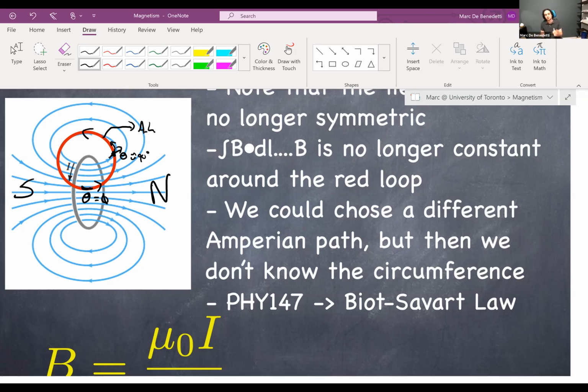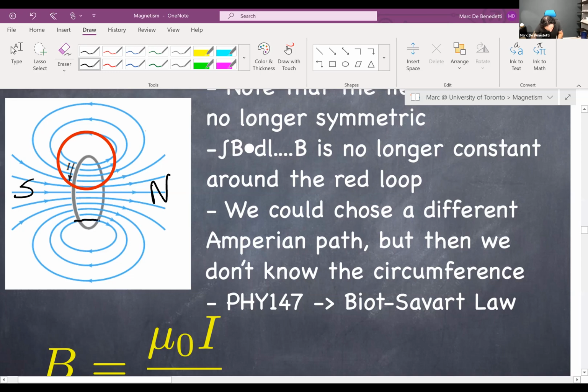So the theta between B and the path is also not constant. So 2 of the 3 assumptions are false. However, the third assumption holds. Do we know the circumference of the circle? Yes, it's 2 pi r. So you're thinking to yourself, Mark, okay, then fine, don't take a circle. Take a different shape. Okay, I'm right on board with that idea.